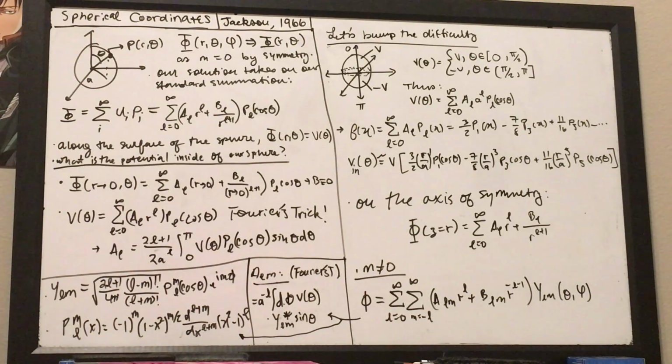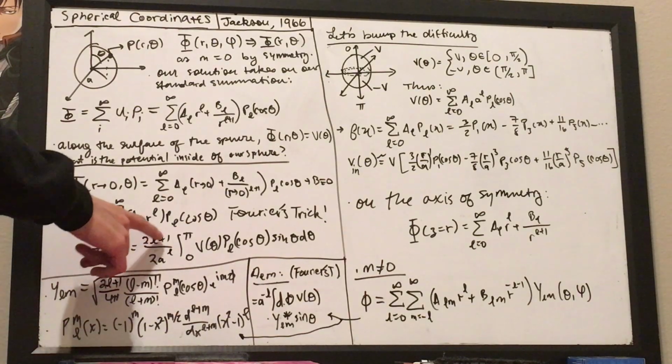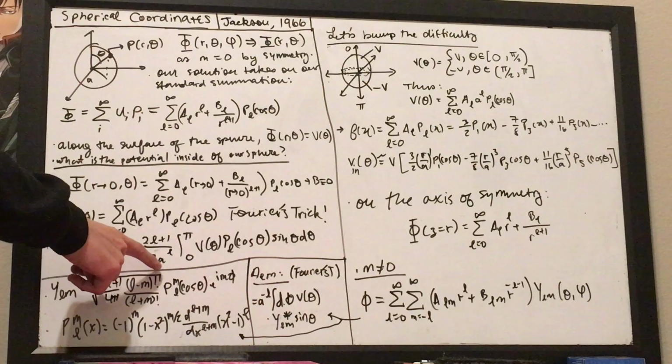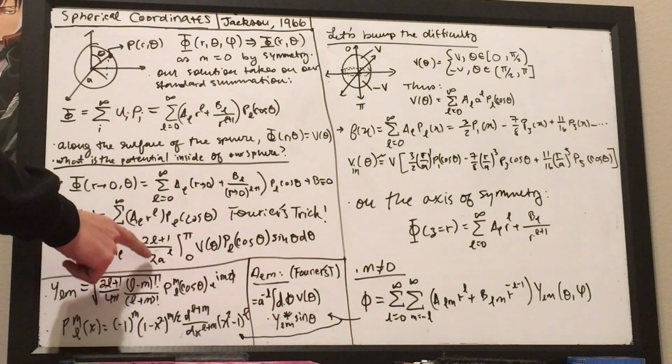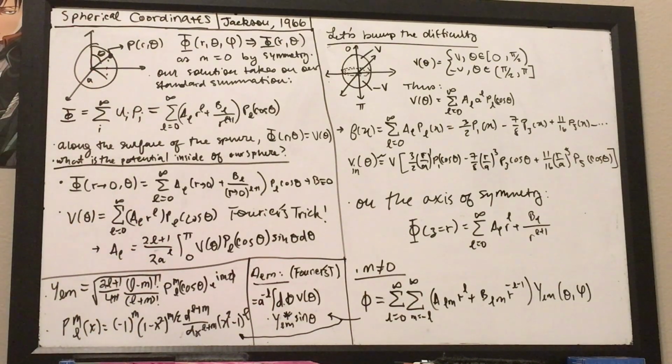Namely, in this case, when you do that, we get A sub L is equal to 2L plus 1, divided by a to the power of L, where a is the radius of our sphere, multiplied by the integral of our potential V of theta times our Legendre polynomials, or our theta-dependent portion of the function we got from our separation of variables, sine of theta d theta.